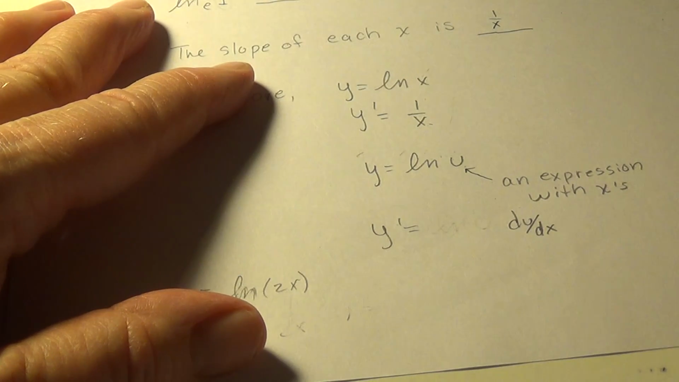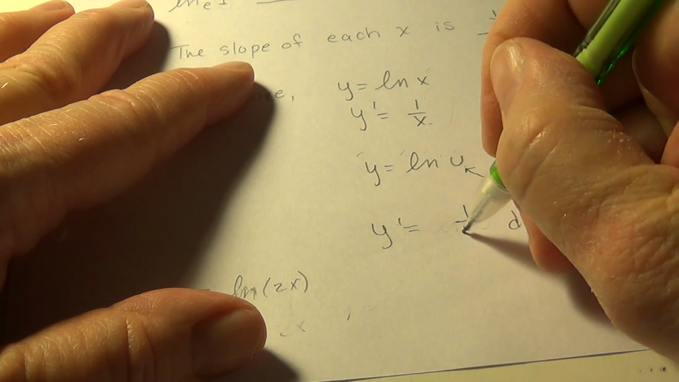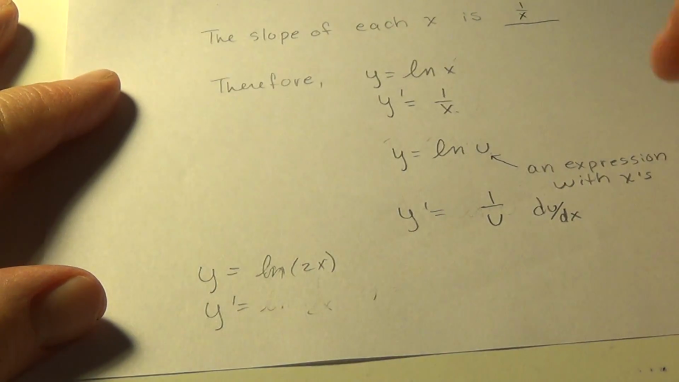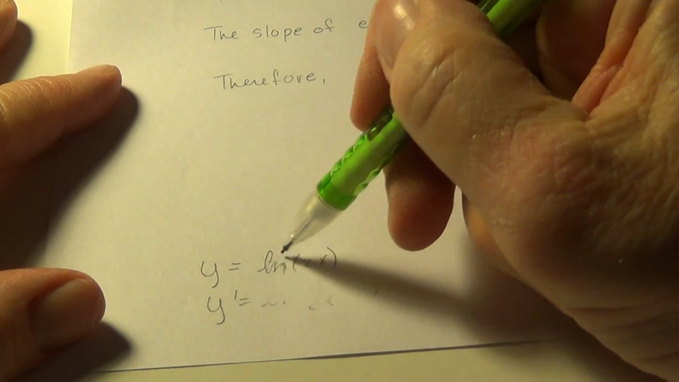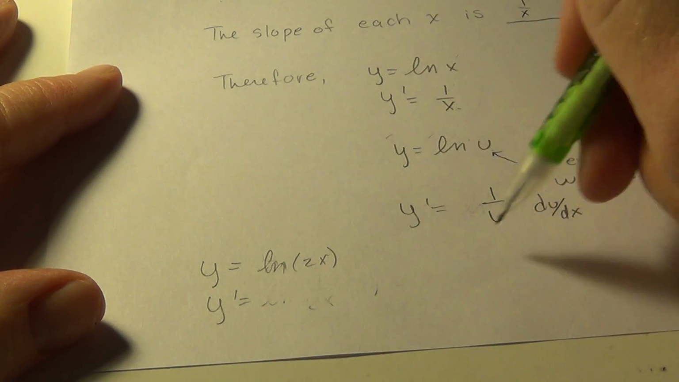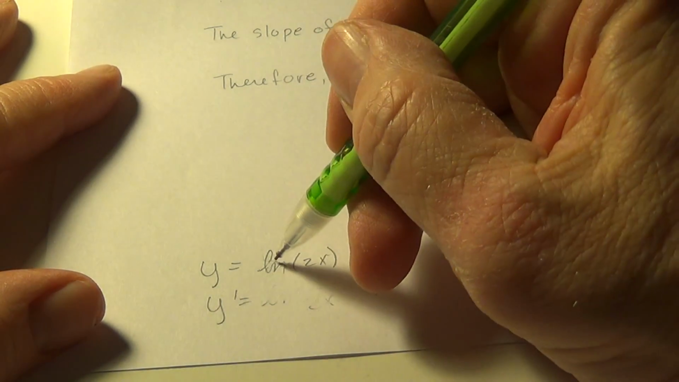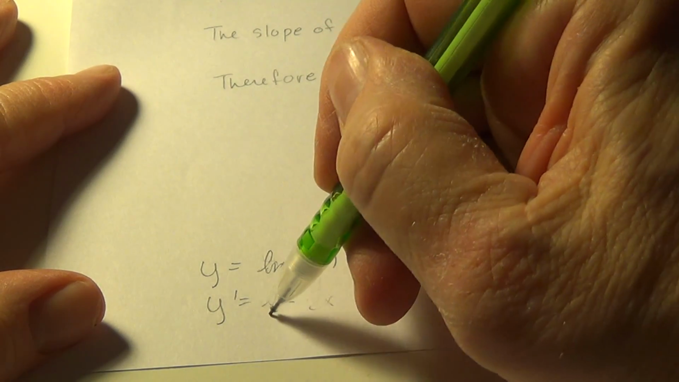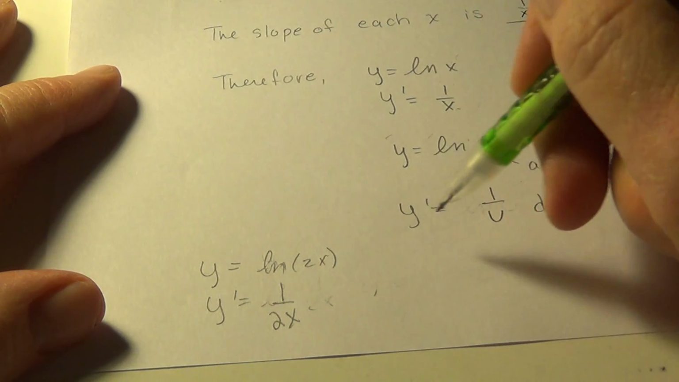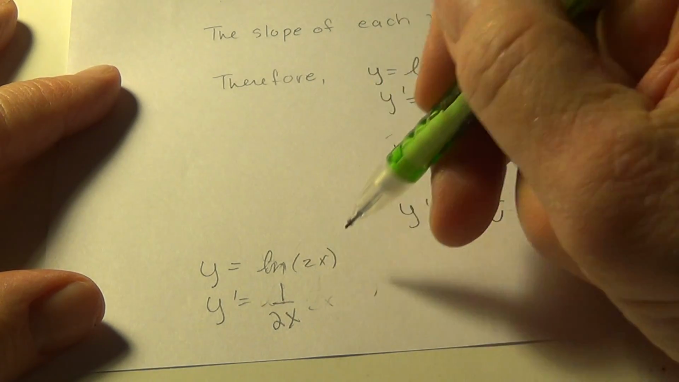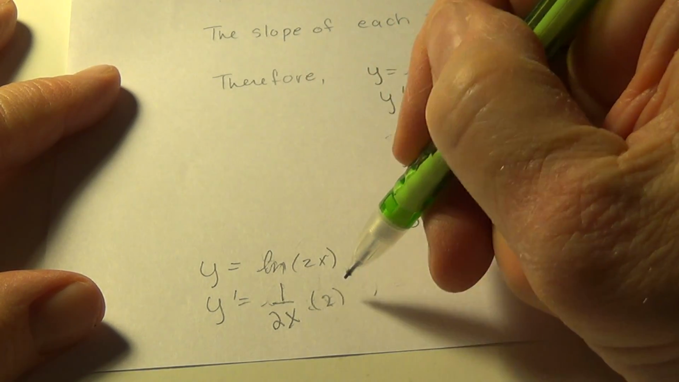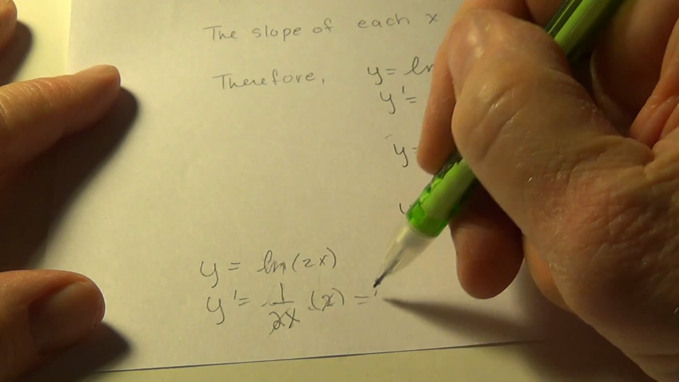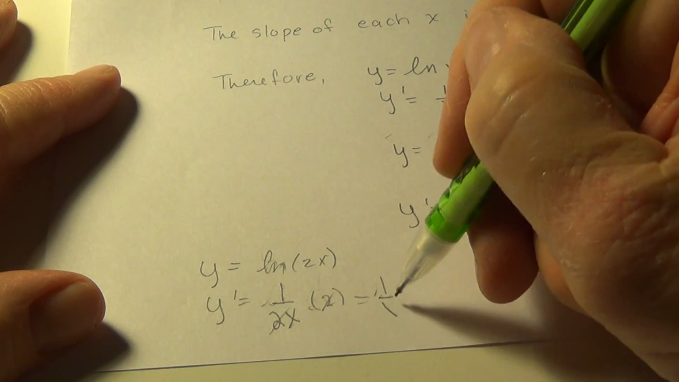All right, the derivative is 1 over u du dx. Sorry about that. All right, to use this rule, I'm going to take the derivative by putting 1 over 2x, that reciprocal, followed by the derivative of that expression. In this case, the 2's cancel, and I get 1 over x.